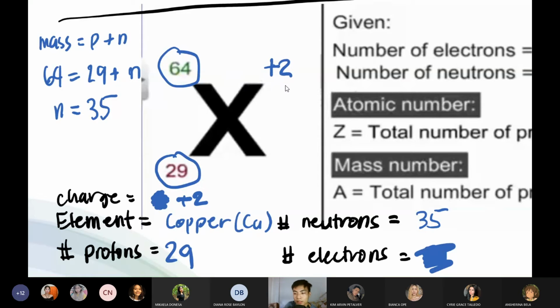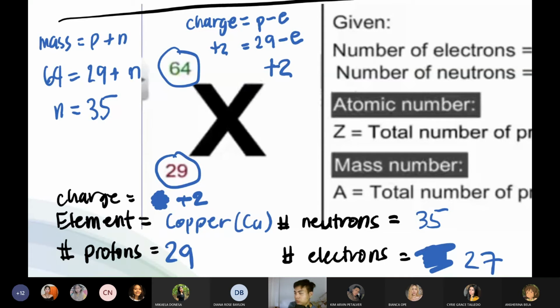Ano yung formula uli? Sabi natin kanina, charge is equals to proton minus electron. Ano yung charge? Positive 2. Ano yung proton? 29. Ano yung electron? Hindi mo sure. So, ano yung isusubtract mo sa 29 para yan ay maging positive 2? Okay? Solve mo yan. So, ano yung susubtract ko sa 29 para maging positive 2 ang difference? Di 27. Okay? So, that means my electron is 27 for this atom. Okay? So, kapag 29 minus 27, positive 2 yung sobra. Okay? So, yun yung charge.